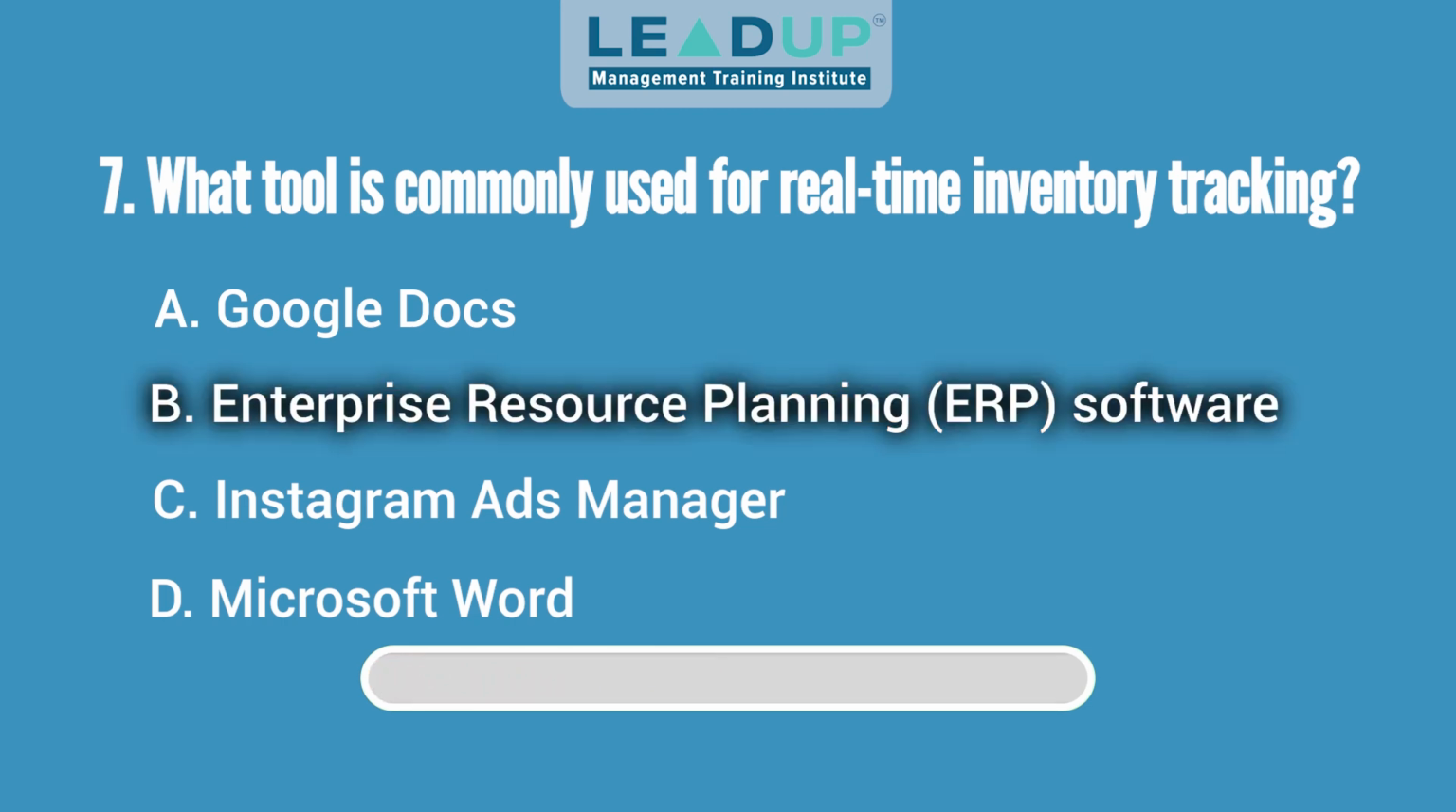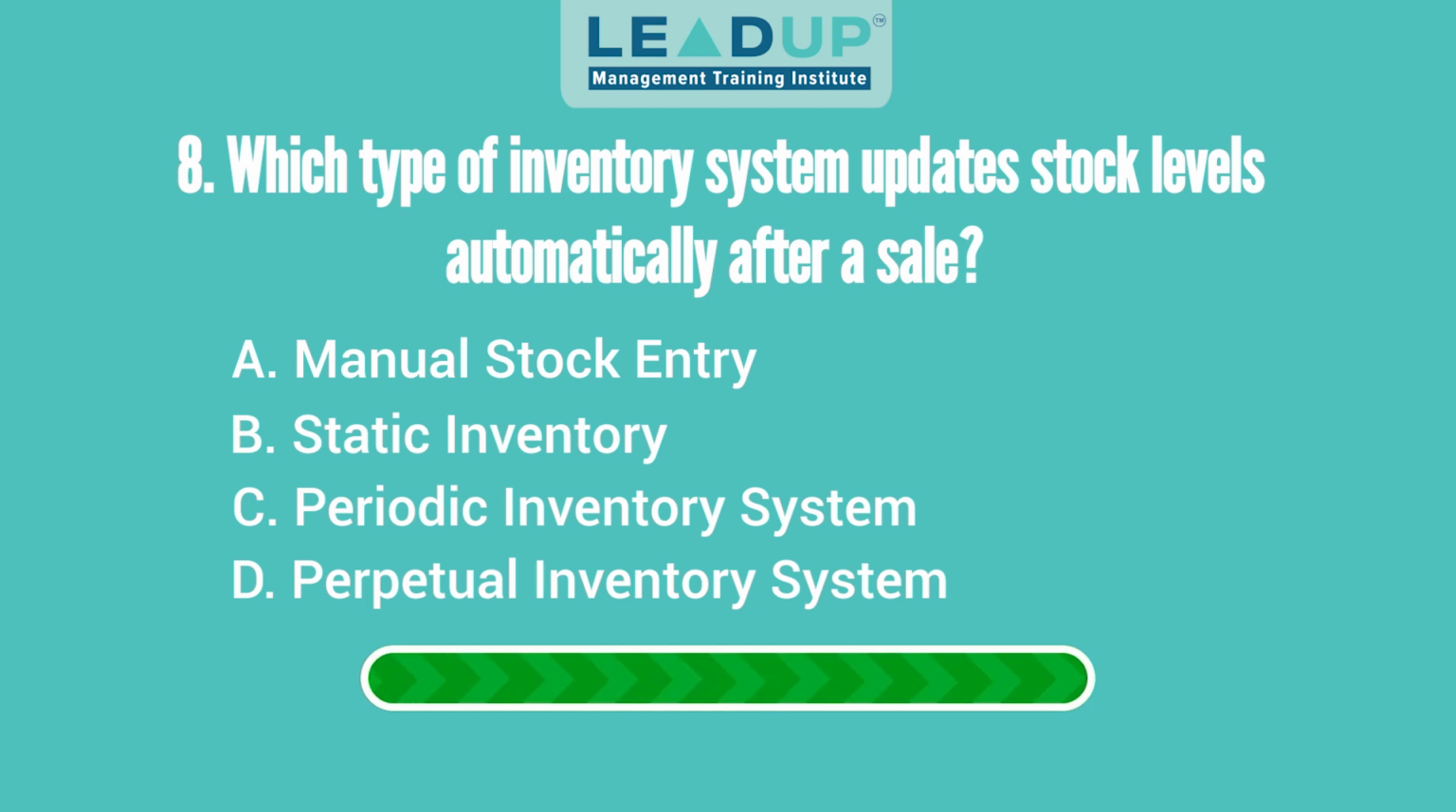Answer: Enterprise Resource Planning, ERP software. Question 8. Which type of inventory system updates stock levels automatically after a sale? A. Manual stock entry. B. Static inventory. C. Periodic inventory system. And D. Perpetual inventory system.